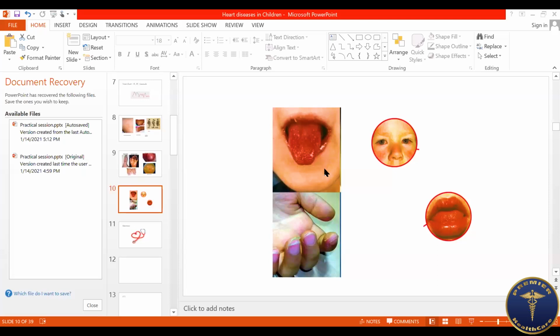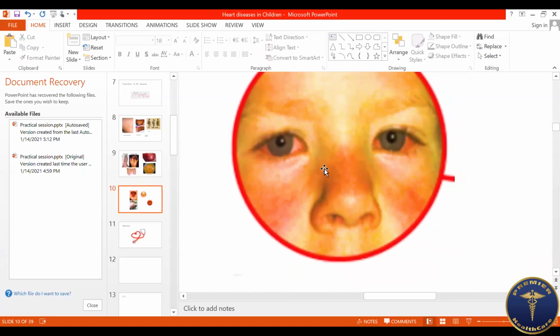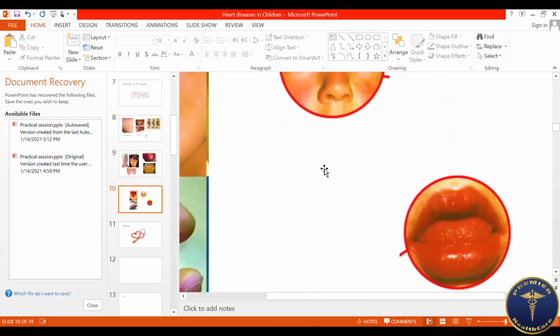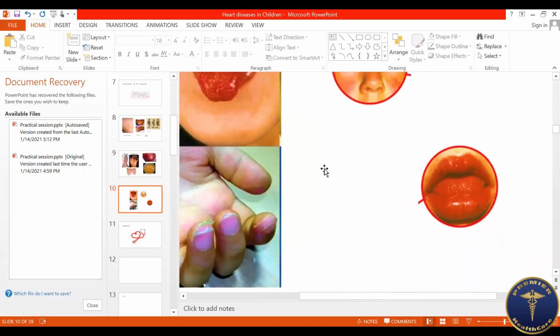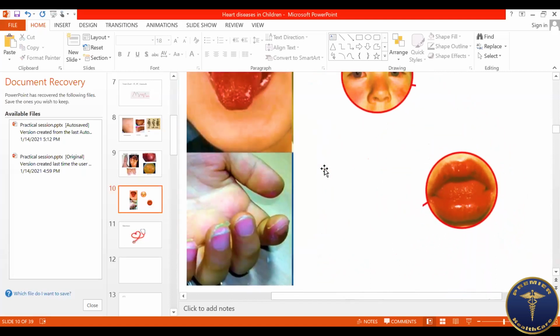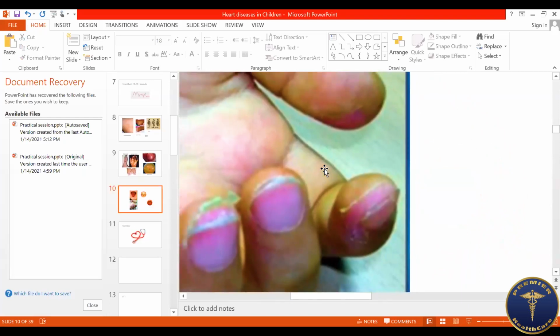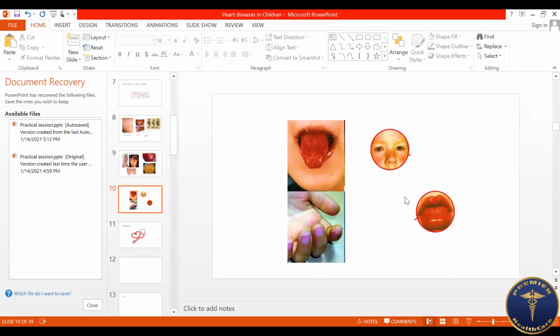And what else do you see in this child? If you look at his eyes, you can see that the eyes are red, isn't it? What else? So this is the mouth. The lips are also red. Red lips, red eyes, strawberry tongue, and what else do you see? The skin is peeling off. So if you see all these, what is the diagnosis here?